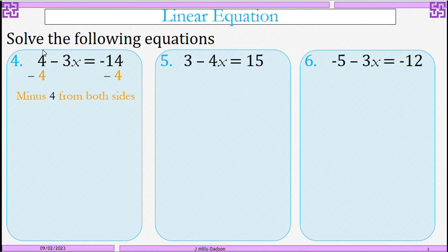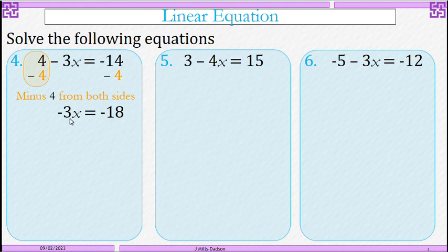Now when that happens, 4 minus 4 is 0. And now on this side, there's only going to be negative 3x on the left-hand side. And on the right-hand side, negative 14 minus 4 is negative 18. So you've got to be very good at your negative numbers. This is negative 3x. That means negative 3 times x.